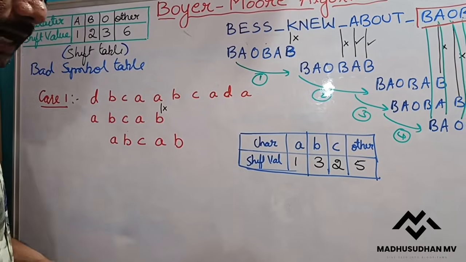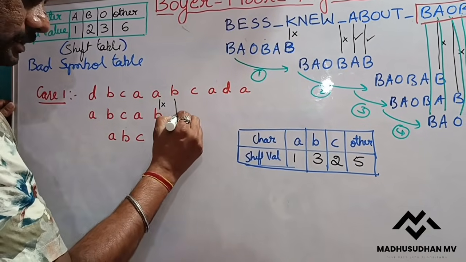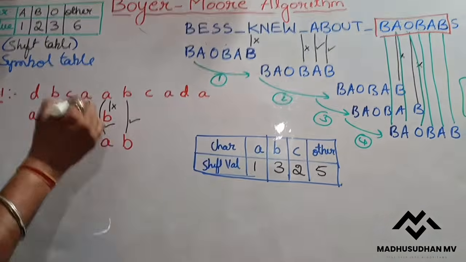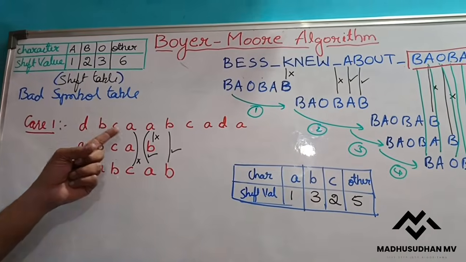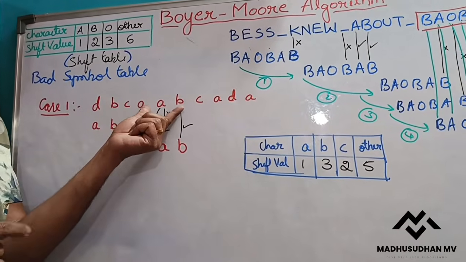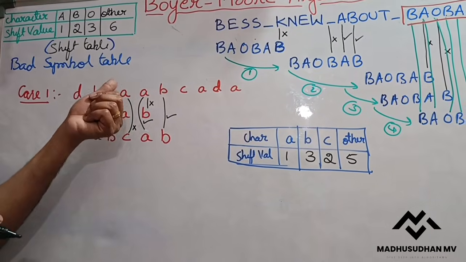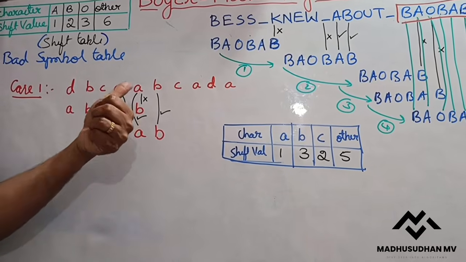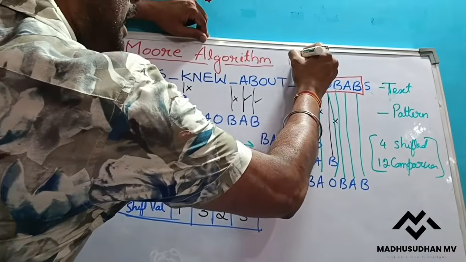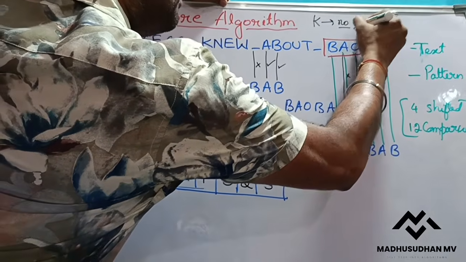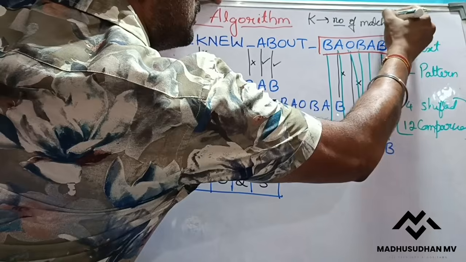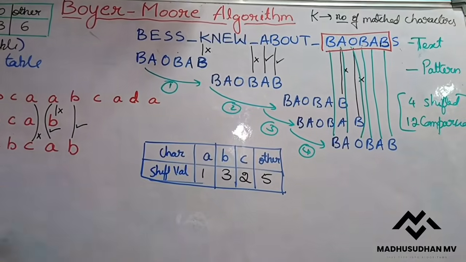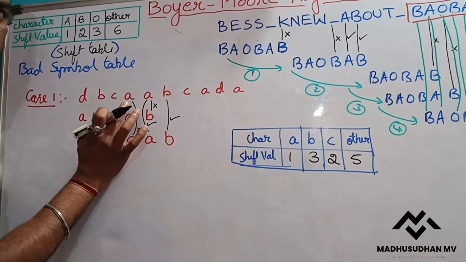So now again start comparing from the last one. So I compare this, successful. I compare this. Okay, successful. Now here mismatch occurs at the third character. But before the mismatch occurs, 2 characters have been matched. So what is the shift value? What do we need to do actually? Shift value minus the number of characters matched. Let us take K. K indicates the number of matched characters. Now, what is the shift value of A? 1.